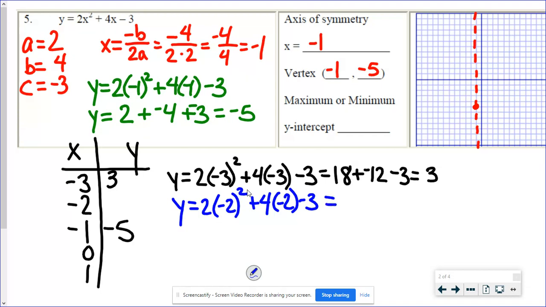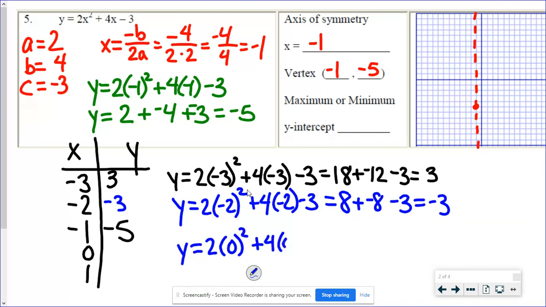So, using our brains though, -2 squared is going to be 4 times 2 is 8. 4 times the -2 is -8. So right now I'm at 0. 0 minus 3 is going to be -3. When I put in a 0, my favorite, 2 times 0 squared plus 4 times 0 minus 3. So 0 squared is 0, times 2 is 0, 4 times 0 is 0. That's all 0. 0 minus 3 is -3, which it should be. Right? We should see that these match up.